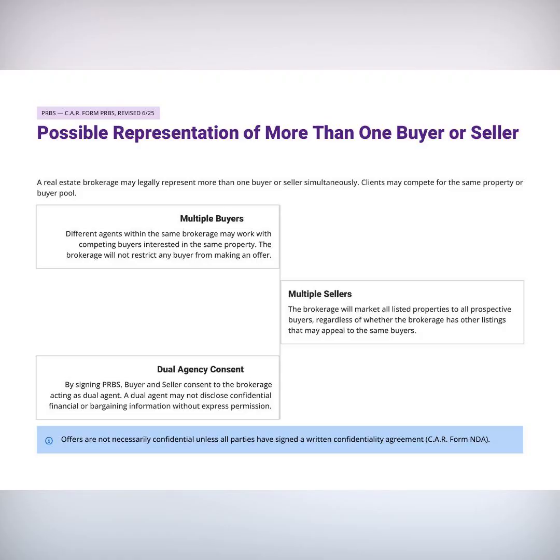This form also reiterates consent for dual agency, confirming that the brokerage can represent both buyer and seller. In such cases, confidential financial or bargaining information remains protected unless express permission to disclose is granted. It's important to clarify that offers are not confidential unless a specific written agreement is in place.